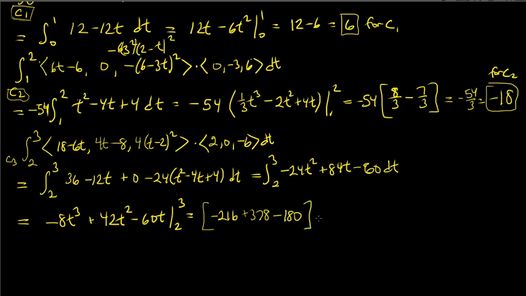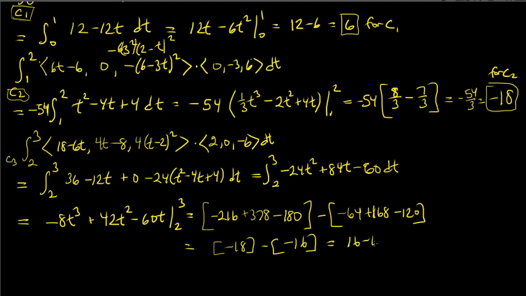All right. And then minus, when you plug in 2, now you're going to get 2 cubed is 8. 8 times negative 8 is negative 64. And then 2 squared is 4. 42 times 4 is 168. And then minus 120. So we get some pretty big numbers here. 216 minus 180, so this is negative 18, minus 20 minus 64 minus negative 16. So this ends up just being 16 minus 18, which is just negative 2.